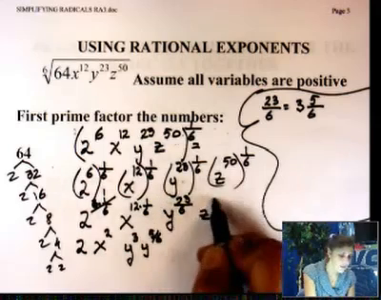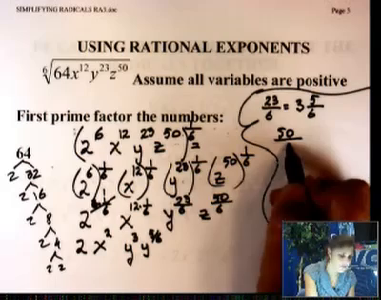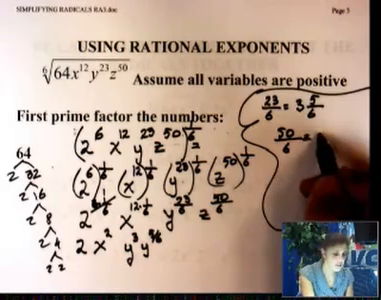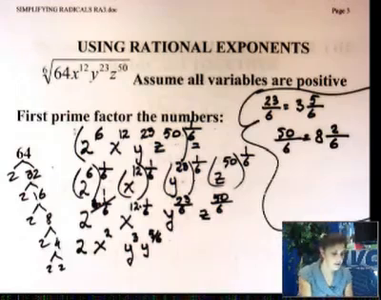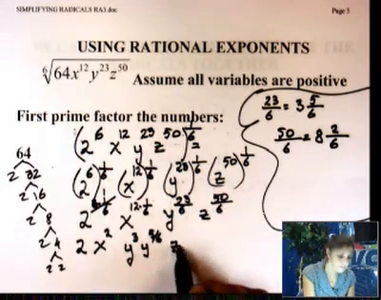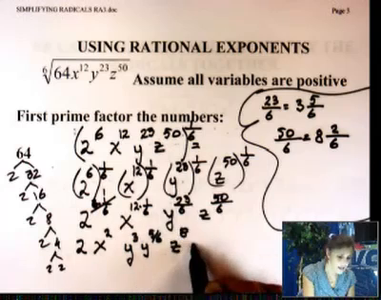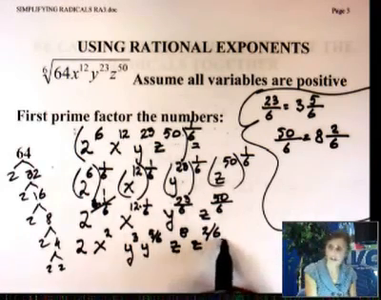How about z? Z to the 50 over 6. Well, let's go to the side and figure out what the heck the 50 over 6 is. 50 over 6, 6 times 8, that's 48, 2 over 6. All right? So what does that mean? Z to the 8 and z to the 2 over 6. All right? So let's write it nice and pretty.